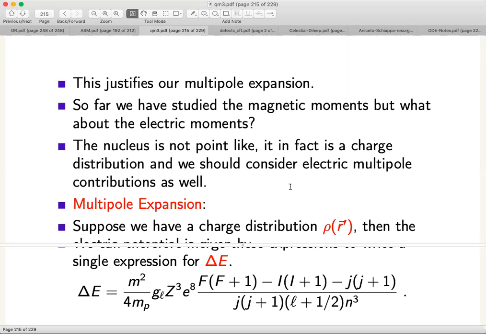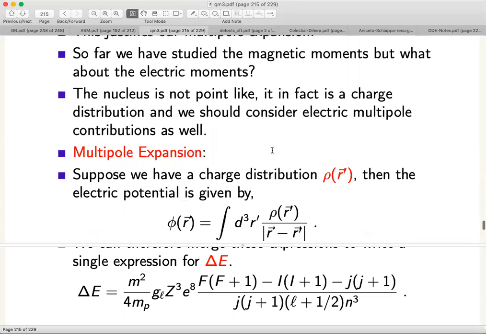Now, of course, so far we looked at only the magnetic moment effect. We could also ask what happens to electric moments, and of course, we should take electric moments into account. Clearly, the nucleus is not a point-like object, and it should in fact be treated as a charge distribution. If you want to treat it as a charge distribution, it will also have electric multipole moments. So what we need to do is to look at the multipole expansion of the electric charge distribution. Suppose we have, I can close this now.